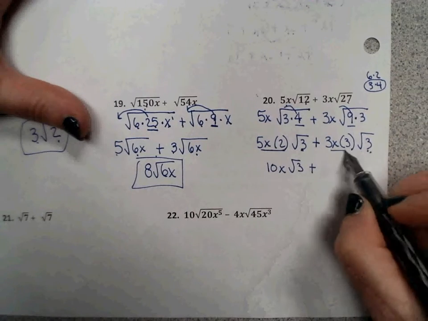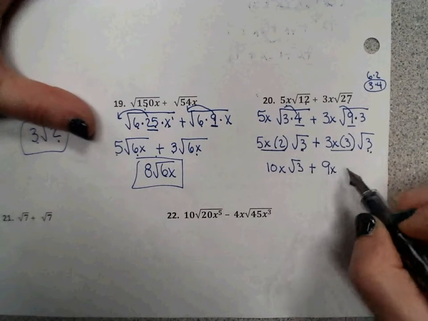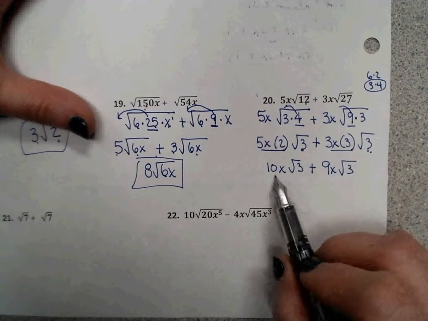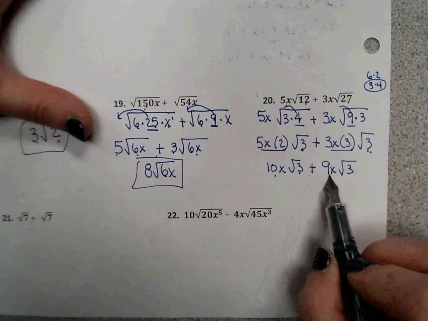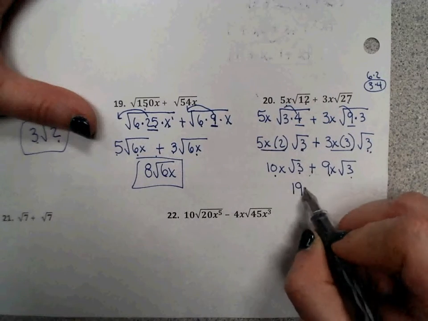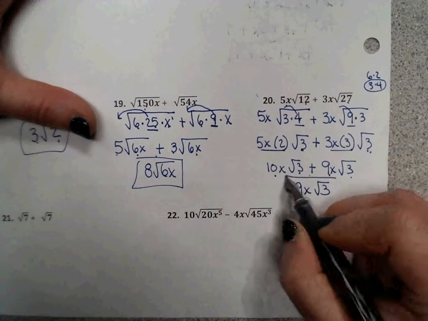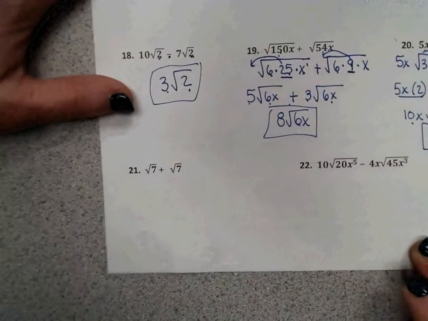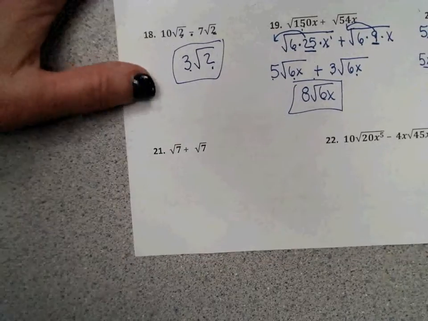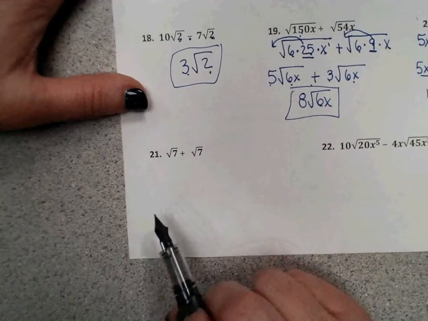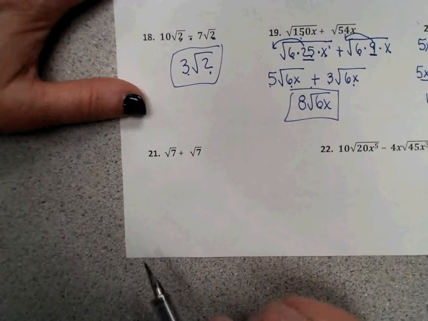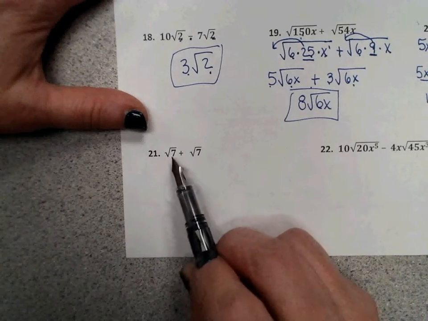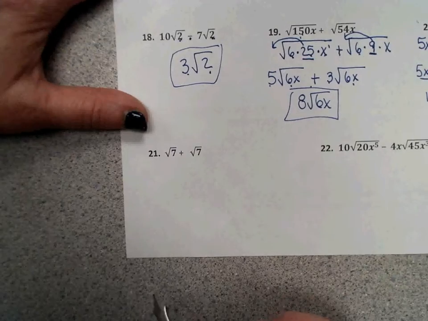Over here I have 3x. The 9 moves out and turns into a 3. This 3 stays inside. So you can see that they're going to match, square root of 3, square root of 3. This actually makes 10x on the square root of 3. This makes 9x on the square root of 3 because I'm multiplying in those cases. 10x square root of 3 plus 9x square root of 3 is 19x on the square root of 3.